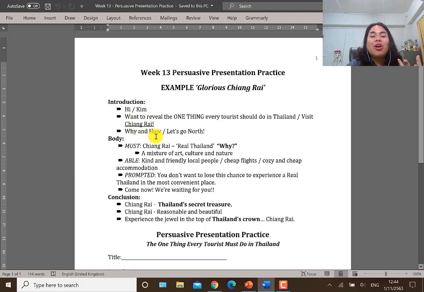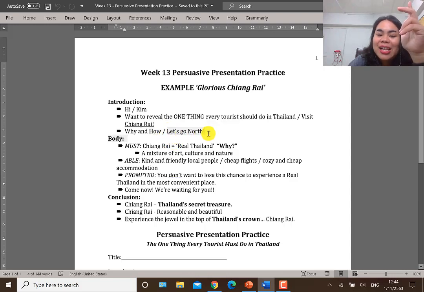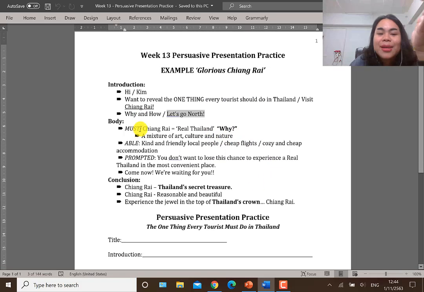So you have to talk about the main points, okay? What are you going to describe in the body? I'm going to explain why you should go to Chiang Rai and how you are going to come to Chiang Rai. And then a prompt opening statement like, let's go north, okay? To convince them.